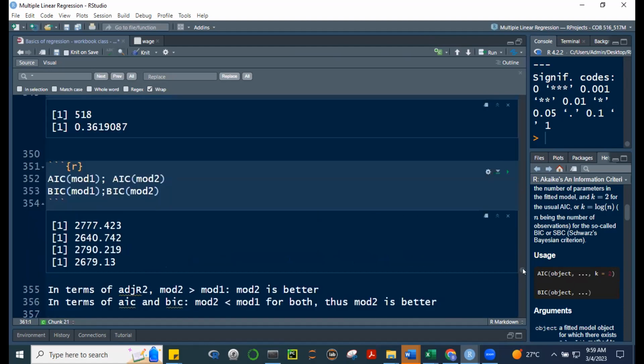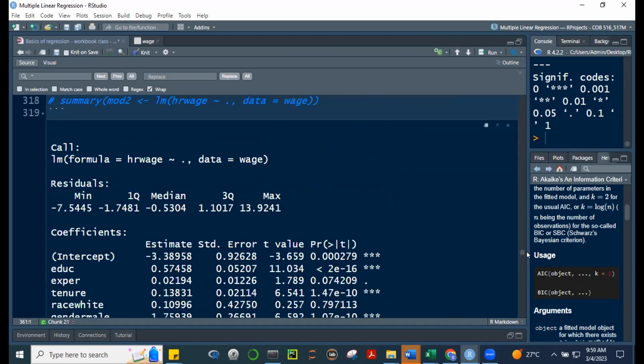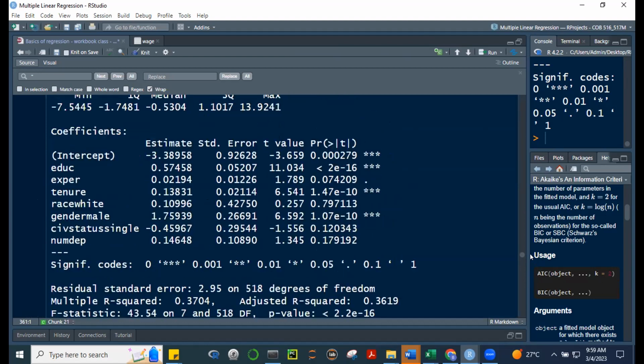Okay, so what do we do now? Is this now the final model? No, it cannot be the final model because you have here several variables that are insignificant. Four variables are insignificant. Experience is not significant. Race is insignificant. Gender, civil status and number of dependents are insignificant. So what do we do? We will perform what we call a stepwise regression.